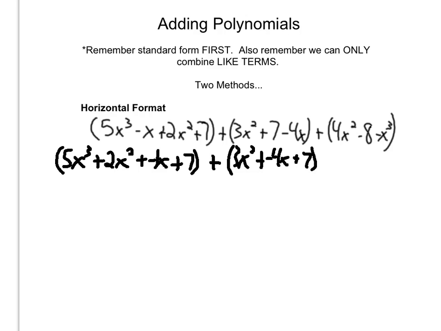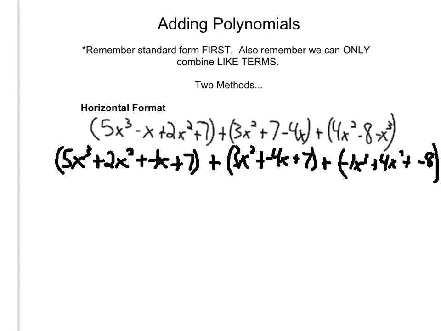plus 7. Then I'm going to add the last ones. Well, the x cubed comes first, that's negative 1x cubed, plus we got a positive 4x squared, plus, and then negative 8. Okay, so all these are in standard form. And I put the parentheses back around them.